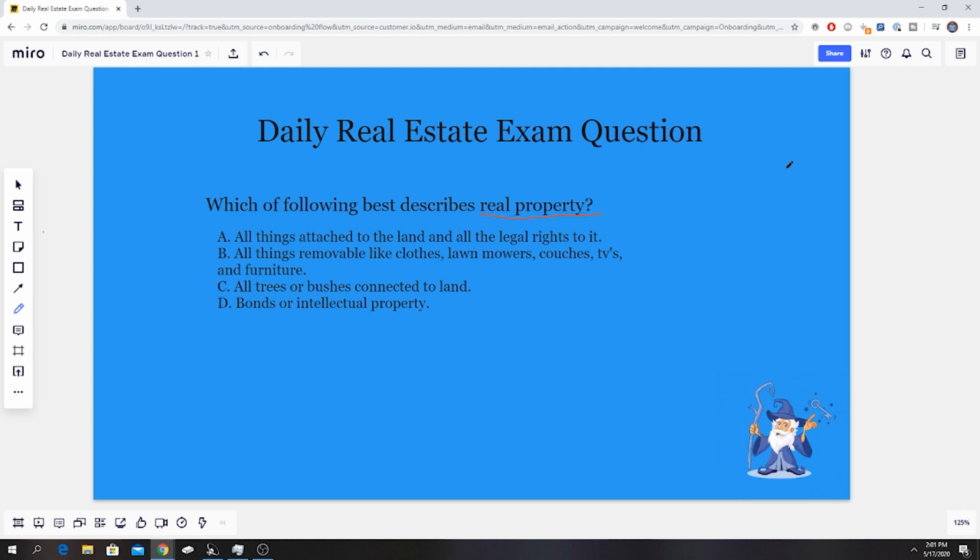So, A, all things attached to the land and all the legal rights to it. Is it B, all things removable, like clothes, lawnmowers, couches, TVs, and furniture? Is it C, all trees or bushes connected to the land? Or is it D, bonds or intellectual property? Which of the following best describes real property?